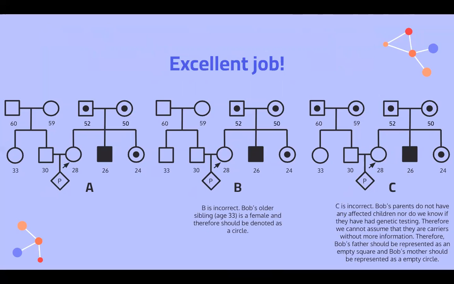Excellent job. The correct answer is A, our final pedigree. B is incorrect because Bob's older sibling is a female and should therefore be represented as a circle. C is incorrect because Bob's parents do not have any affected children and we do not know if they have had genetic testing before. Therefore, we can't assume that they would be carriers without more information. Bob's father should be represented as an empty square and Bob's mother should be represented as an empty circle.